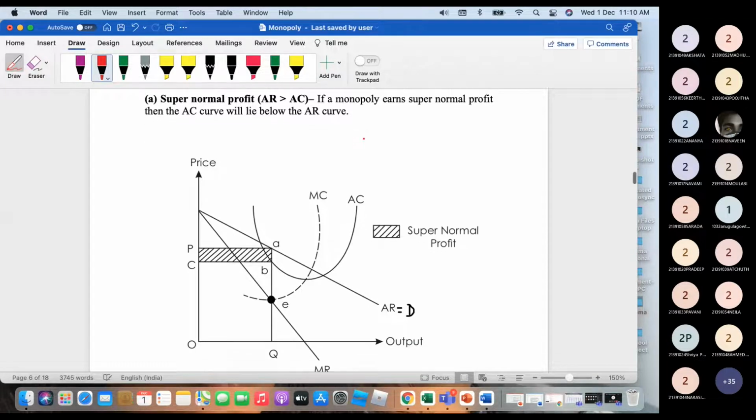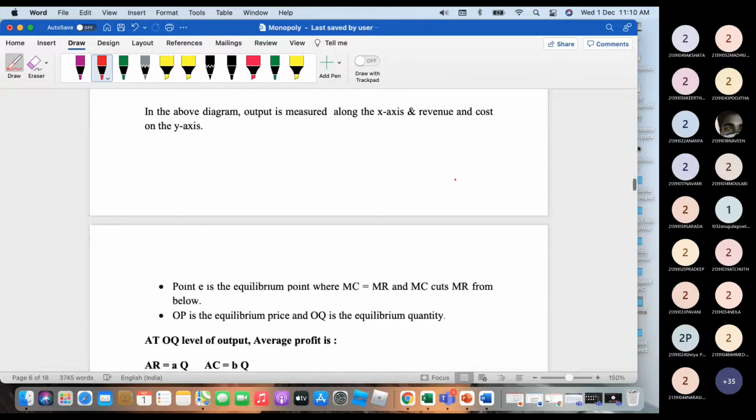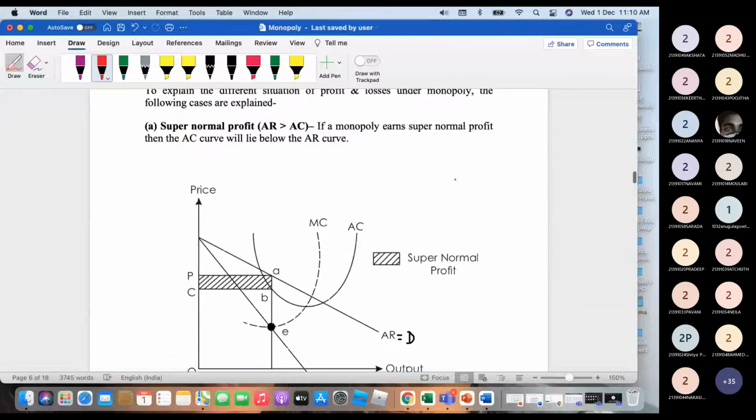So the first graph, students, if you see it here, is the supernormal profits graph, where a monopolist is earning supernormal profits. And I just told you before also, supernormal profit is calculated when the average revenue of the firm is greater than the average cost of the firm. Now students, this is the graph. I will try to draw the graph, and you will be drawing along with me, so that if you are able to understand how one graph is drawn, you will be able to do it again on your own.